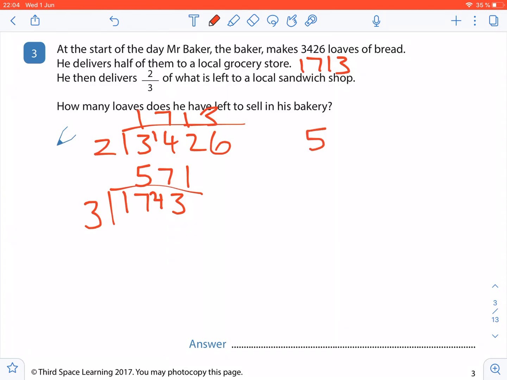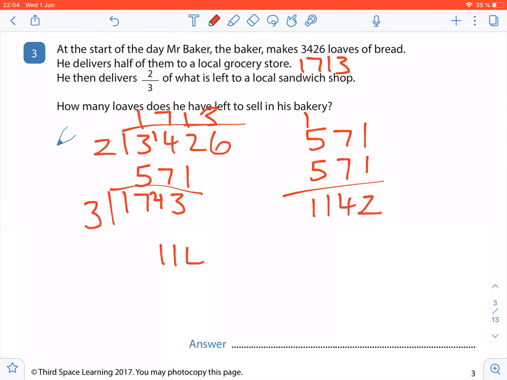So then to find 2/3, we need to do 571 times 2. Or add it up twice. It really doesn't matter. Same thing. And so we get 1,142 must have been left to the local sandwich shop.